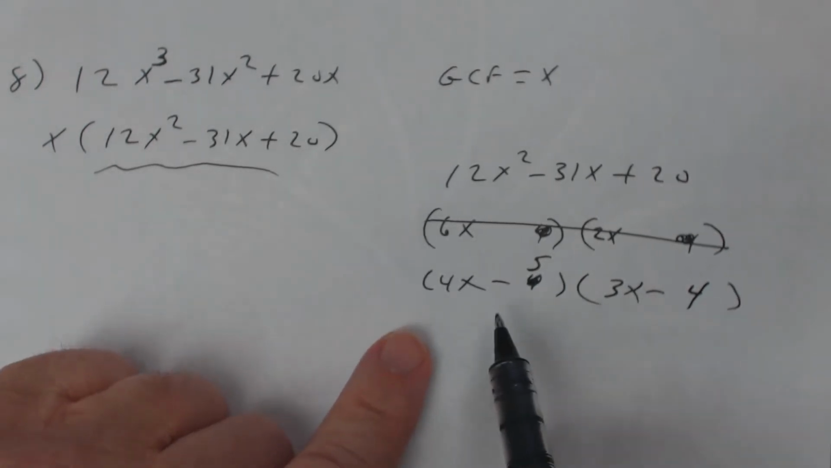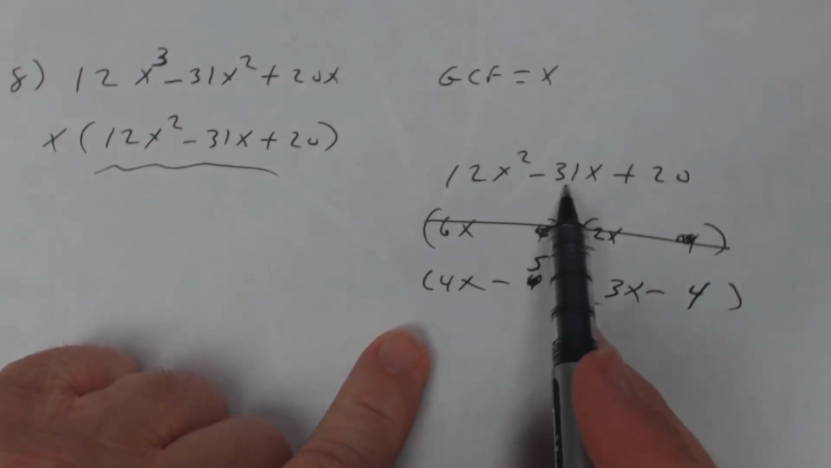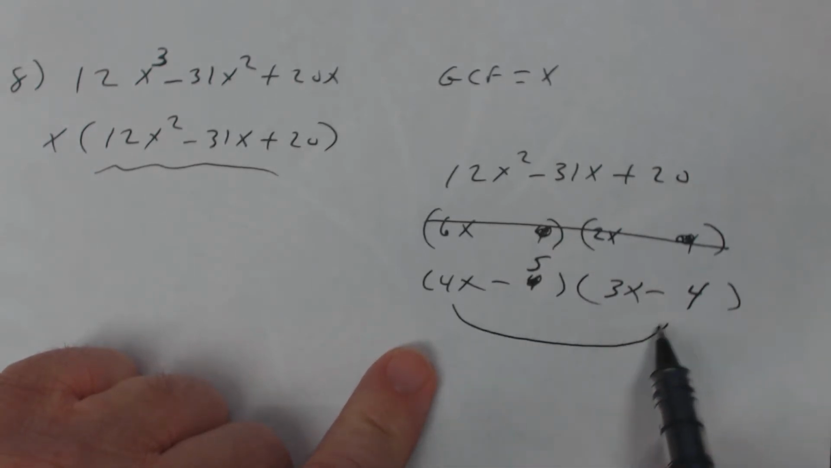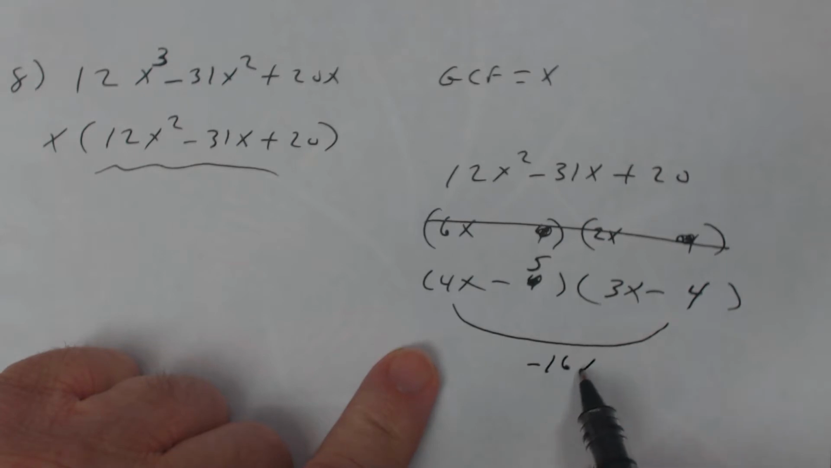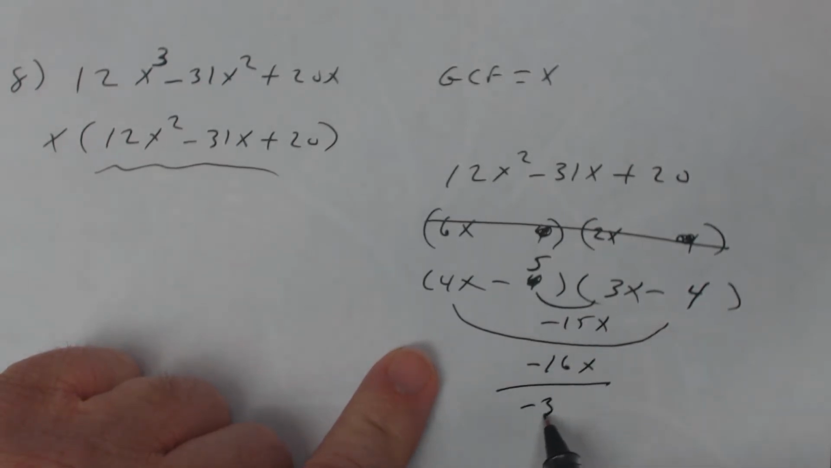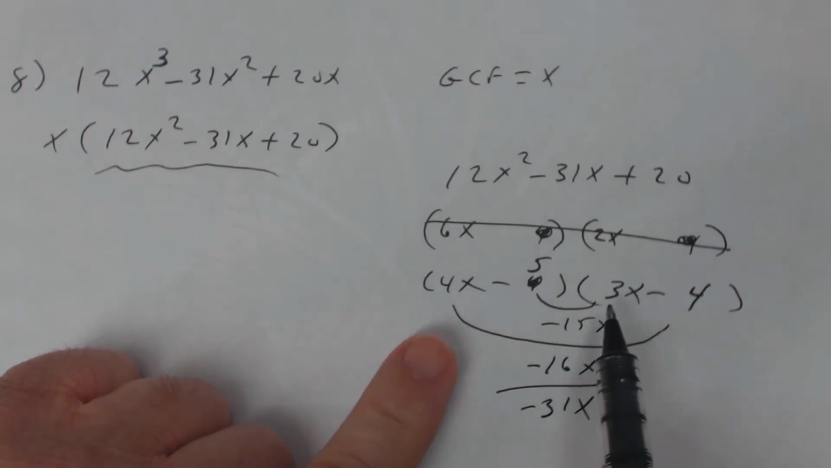Now always check your work. Let's go and check the negative 31x. So that's the outer and the inner. My outer is a negative 16x. The inner is a negative 15x. And when I add them up, I do get a negative 31x. So this is my answer.